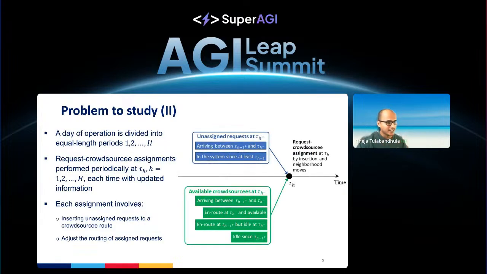How we're gonna attack this problem is, as I said, the assignment problem, and we're gonna try to assign requests to crowdsources. And how are we gonna do that? Very naturally, we're gonna break the problem, which happens over the day, into subproblems. These problems are gonna be solved periodically, so we're just gonna resolve the problem depending on the situation at that point of time. So at that point of time, there'll be some crowdsources who are free, some crowdsources who are delivering things partially, and there will potentially be new requests. So we're just gonna do this matching of requests to crowdsources. That's what we're gonna do.